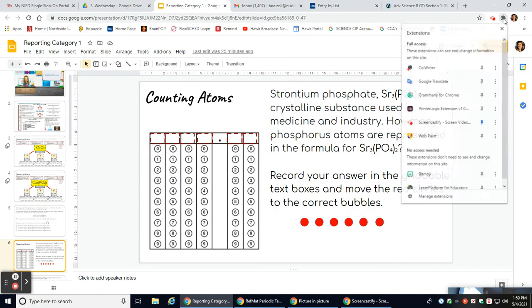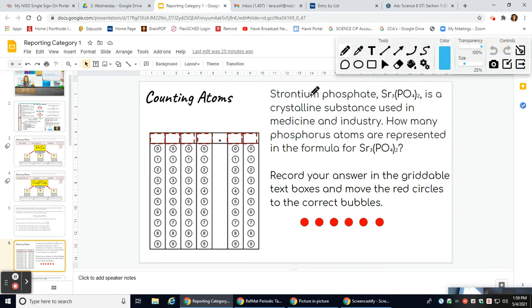Okay, so let's count atoms here in this STAAR test question. It's saying that strontium phosphate, here's the chemical formula, is a crystalline substance used in medicine and industry. How many phosphorus atoms are represented in that formula? So they want us to only count the phosphorus atoms. Beware, phosphorus is in parentheses. Okay, and phosphorus doesn't have a subscript, so it's just 1 phosphorus, that what I'm looking at. So we want to take the 2 outside the parentheses and multiply it by that 1 phosphorus atom. So 2 times 1 would give us 2 phosphorus atoms.